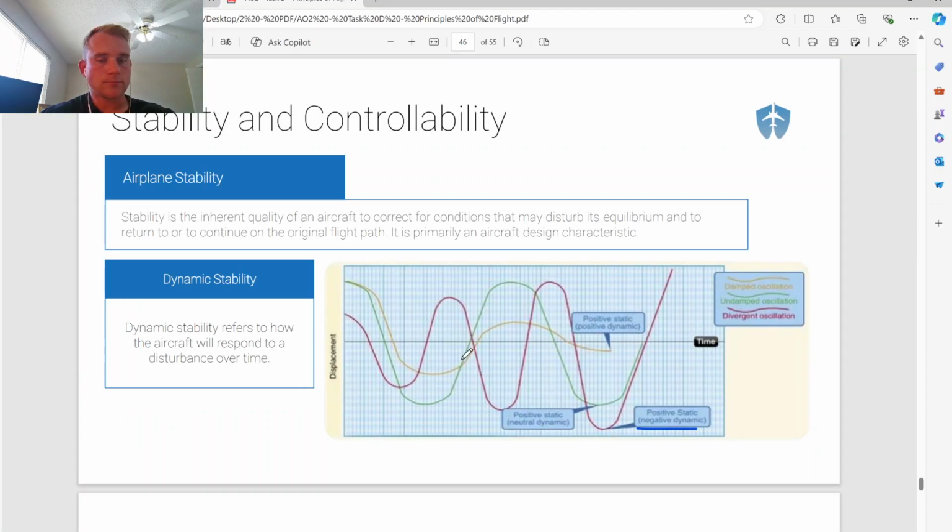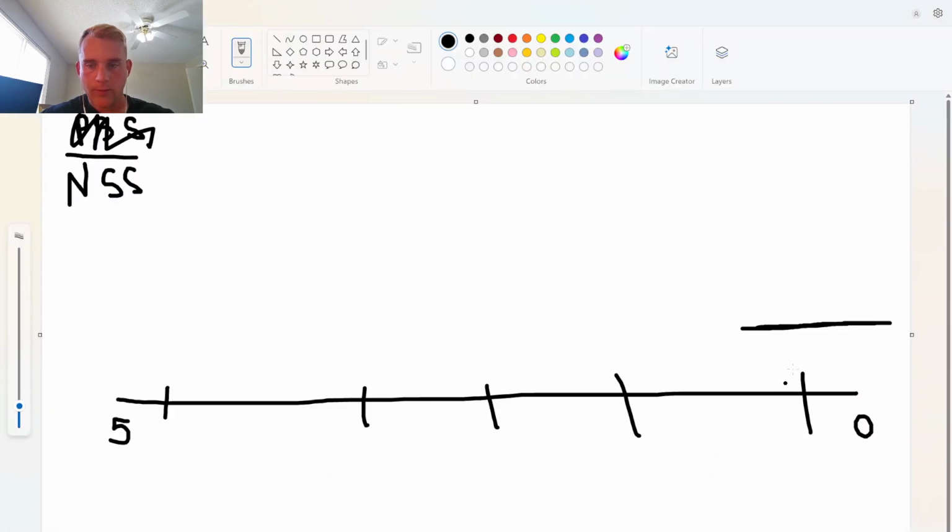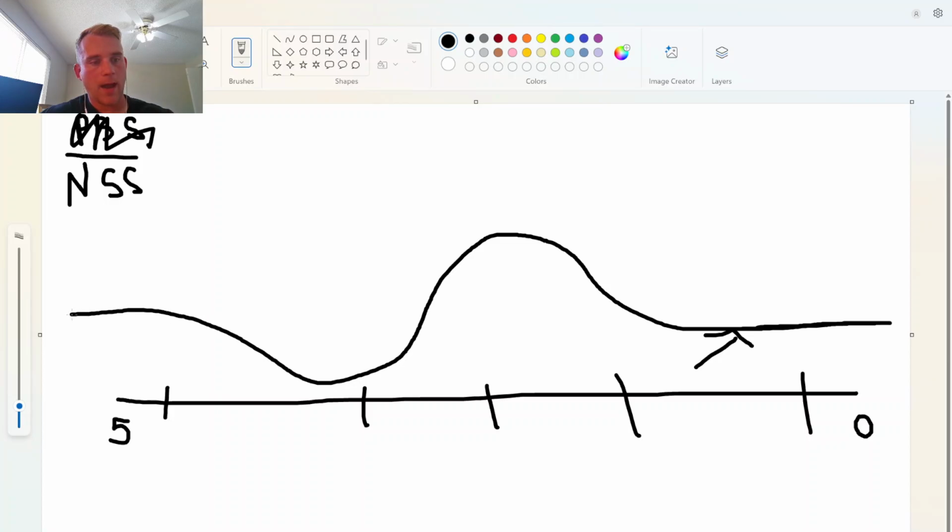Lastly, positive dynamic, it's still measured over time. If I were to encounter a gust at this point, it goes up, and then it goes down, and then over time it goes back to its normal flight path. That is positive dynamic, okay? Make sense? All right, have a good one.